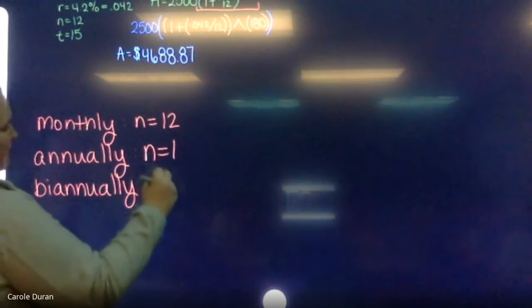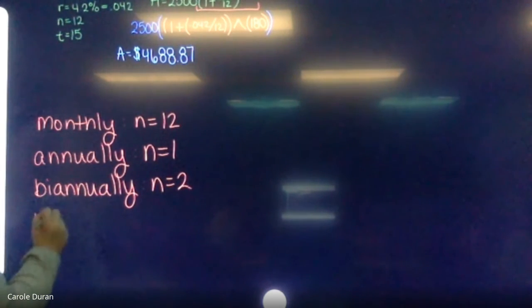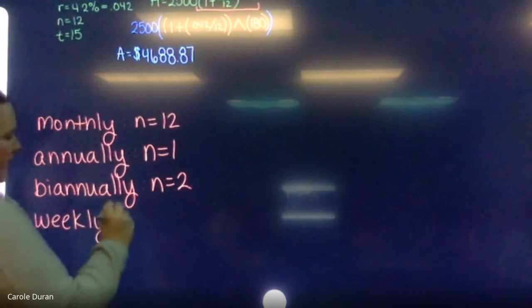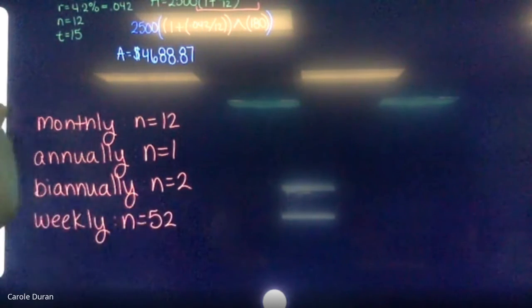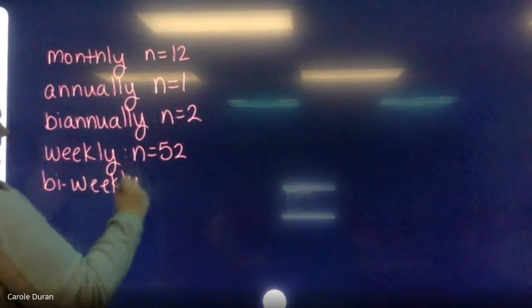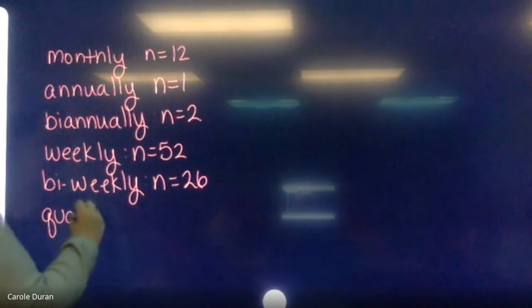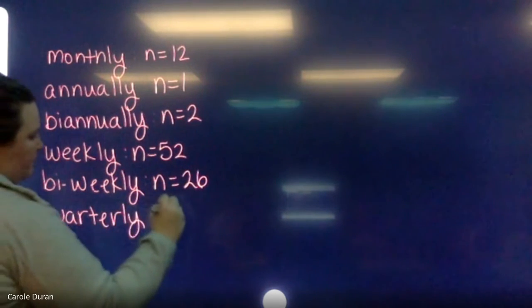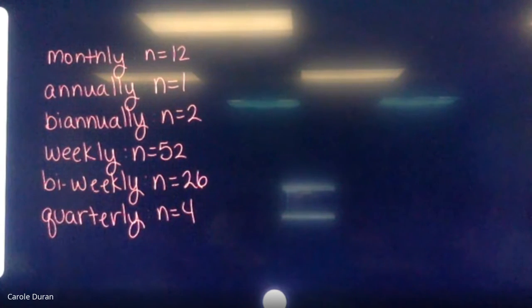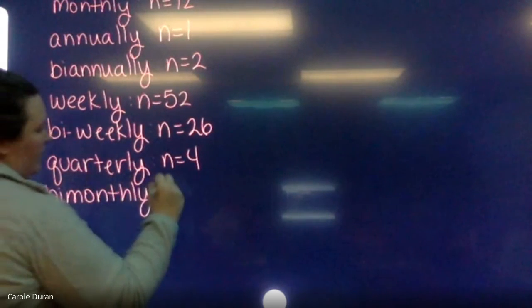Biannually would be 2 times per year. Weekly would be 52 times per year. Bi-weekly means every other week, so that would be 26 times per year. Quarterly would be 4. I'm trying to think of some other ones. They might say bi-monthly. That means 2 times per month, and that would be 24.